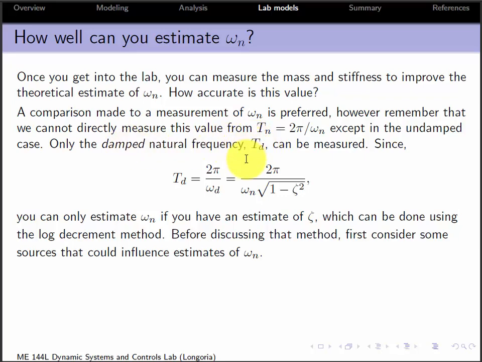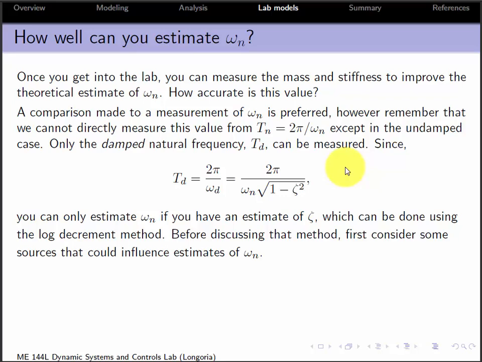is, because it's always damped, actually pretty close to my natural period. The thing to recognize here is you can measure this from your signal, because that's in reality what you have. You're trying to find the natural frequency, so you have to measure damping, and that's what we're going to talk about shortly. How do I measure this zeta value? I'm going to show you a method for doing that. You can only estimate omega n if you have an estimate of zeta, which can be done by using the log decrement method.